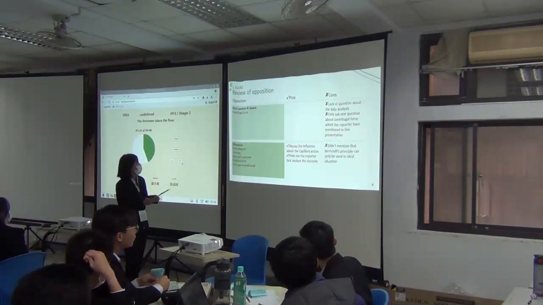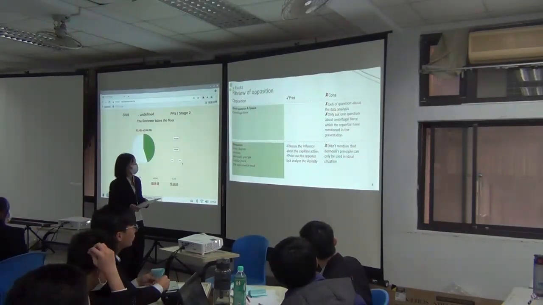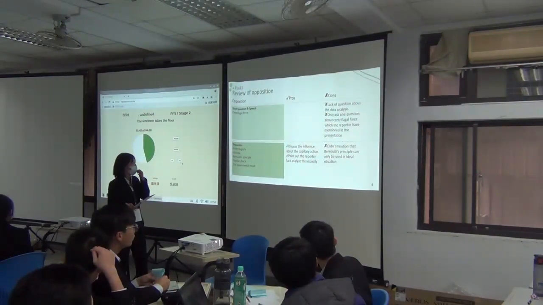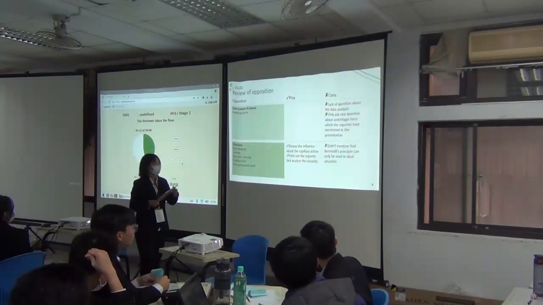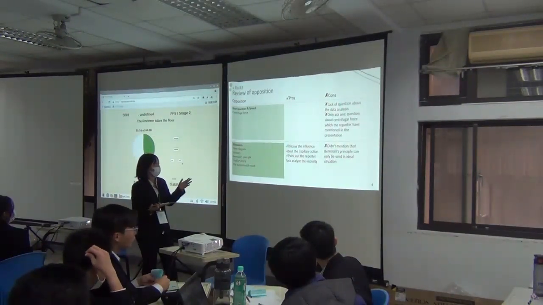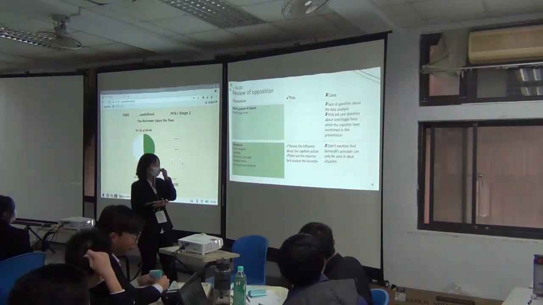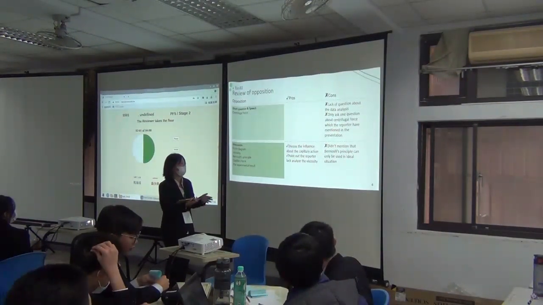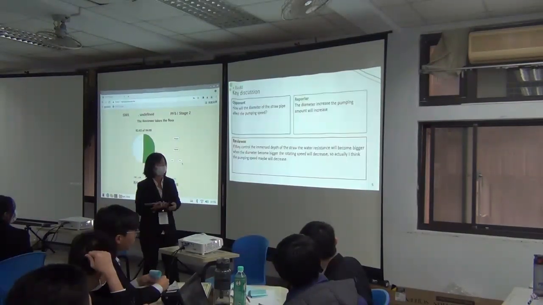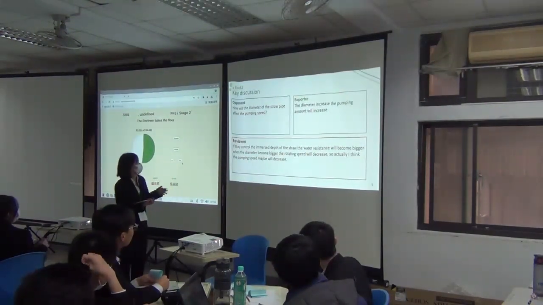For discussion, they discussed the force diagram, viscosity, Bernoulli's principle, capillary force, and the experimental result. For the cons, they discussed the influence of capillary action and pointed out that the reporter should analyze the viscosity. They also didn't mention that Bernoulli's principle can only be used in an ideal situation. And that is the key discussion point.